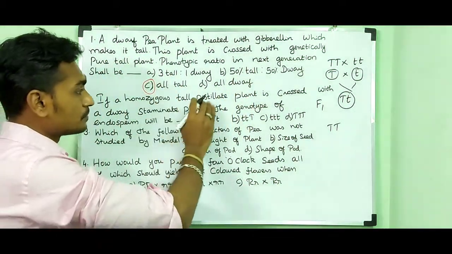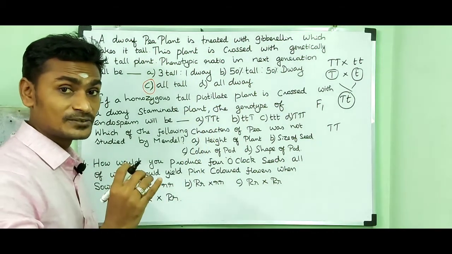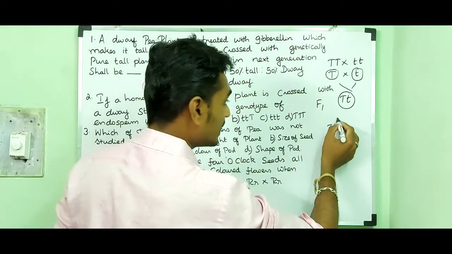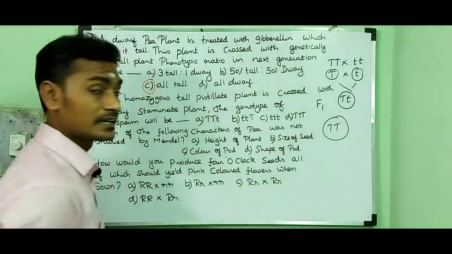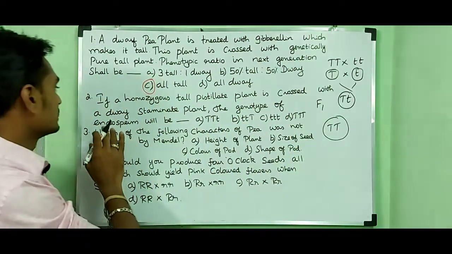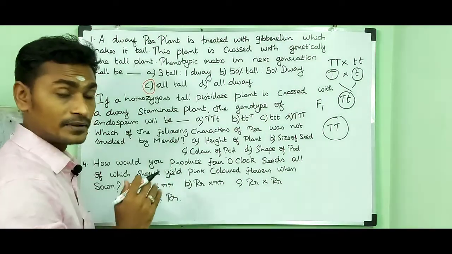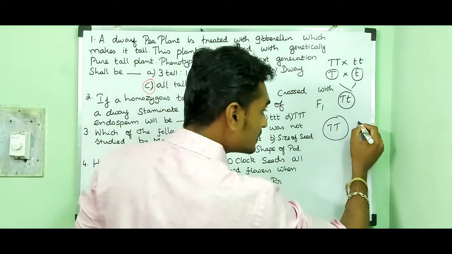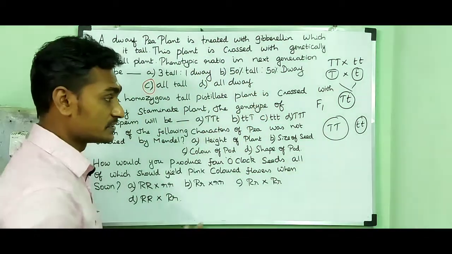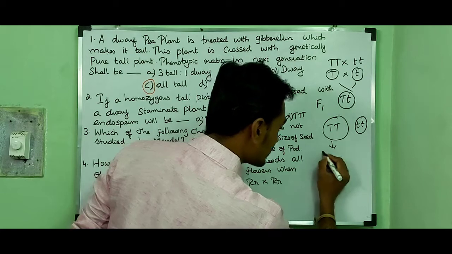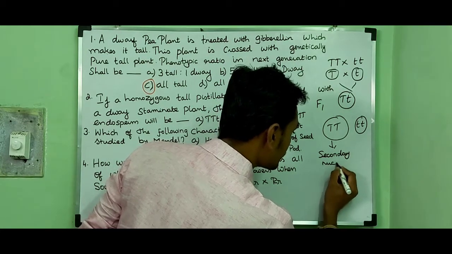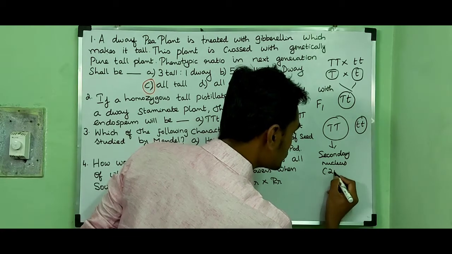Actually, pistillate plants have a secondary nucleus and they are diploid in nature, with alleles capital T, capital T. Then it is crossed with a dwarf staminate plant. Dwarf staminate plant means small t, small t. So this is the secondary nucleus, and they are diploid in nature.